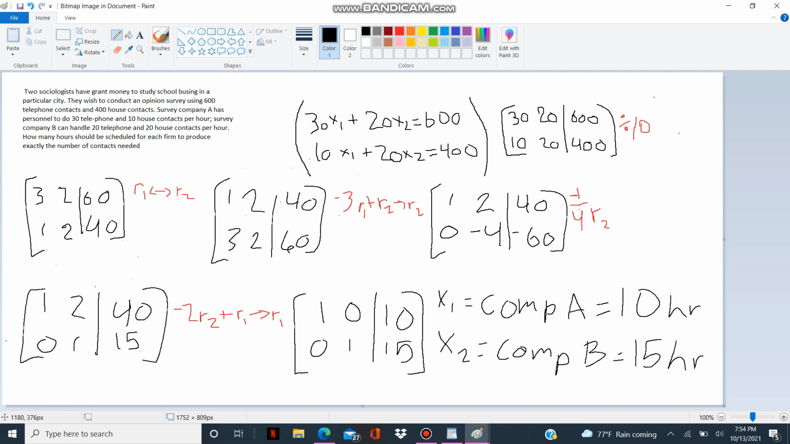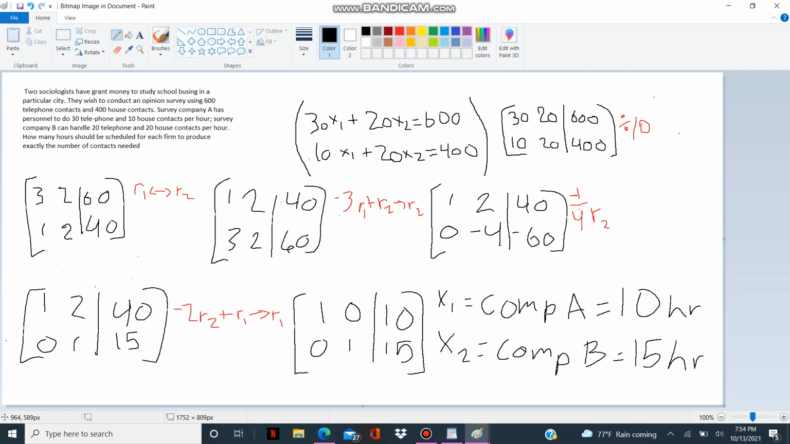So then that -4 needs to become a 1. I did -1/4 row 2, and I got 0, 1, 15. Then lastly I need to make that 2 a 0, so I did -2 row 2 plus row 1 is my new row 1 to get 1, 0, 10; 0, 1, 15.